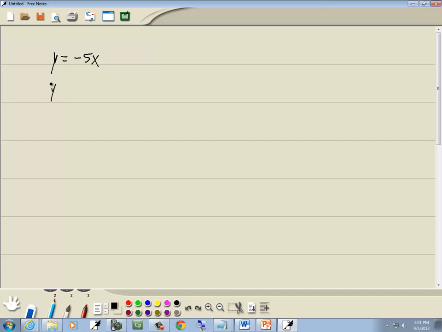Now, if I were strictly putting it in that form, this would be negative 5x plus 0, because our slope-intercept form is y is equal to mx plus b. Now, if you got it in slope-intercept form, then the number that's before your x is going to be your slope. So m is equal to negative 5. And your number at the end is going to be your y-intercept, which in this case would be 0.